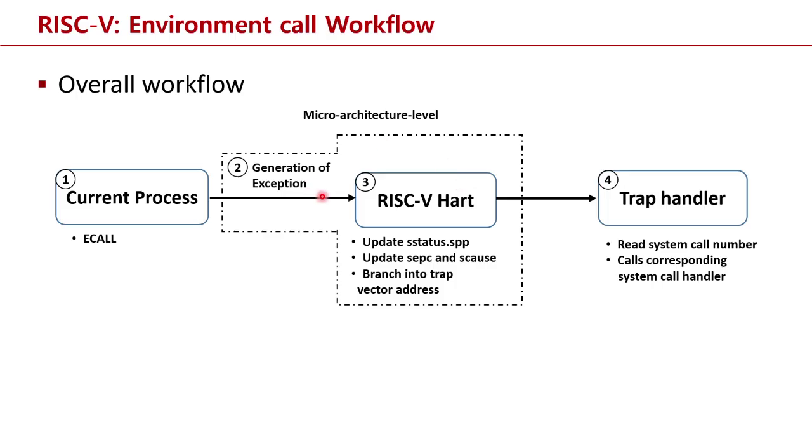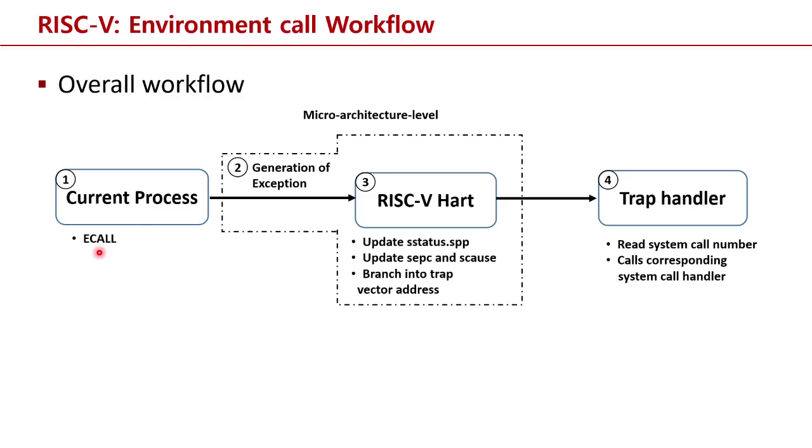So this is another workflow of generating the exception when running the ECALL assembly instruction. In the first step, the current process is running the ECALL assembly instruction. At the microarchitecture level, the RISC-V core will generate the exception. During this operation, several important CSR registers are updated. As the last step, the trap handler will call the system call handler by reading the system call number.